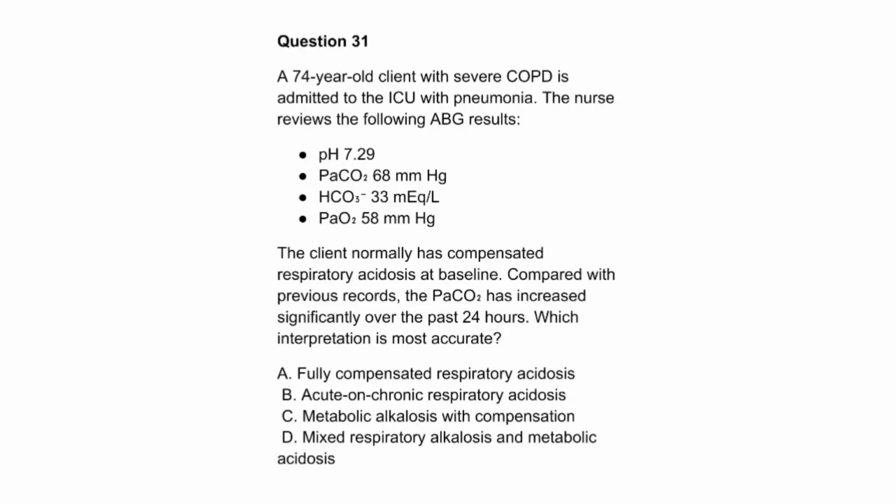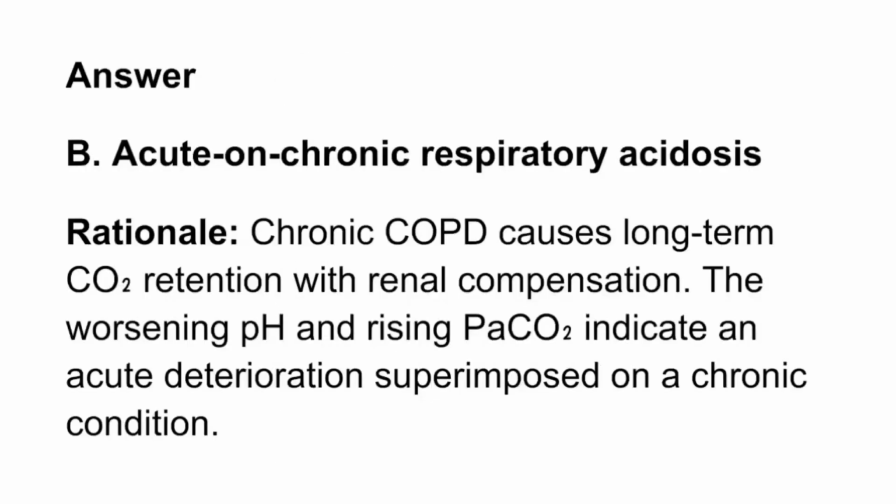A. Fully compensated respiratory acidosis. B. Acute on chronic respiratory acidosis. C. Metabolic alkalosis with compensation. D. Mixed respiratory alkalosis and metabolic acidosis. Answer. B. Acute on chronic respiratory acidosis. Rationale. Chronic COPD causes long-term CO2 retention with renal compensation. The worsening pH and rising PaCO2 indicate an acute deterioration superimposed on a chronic condition.